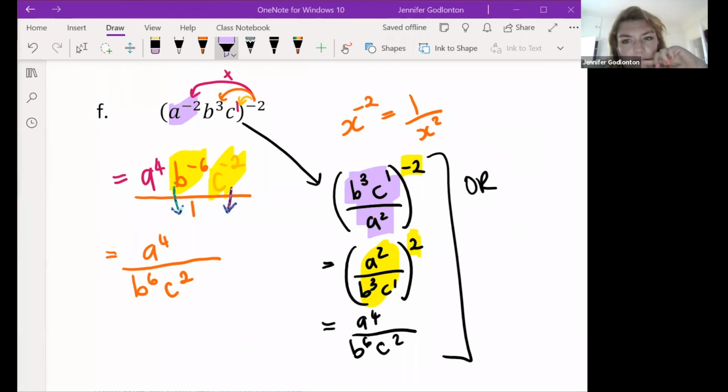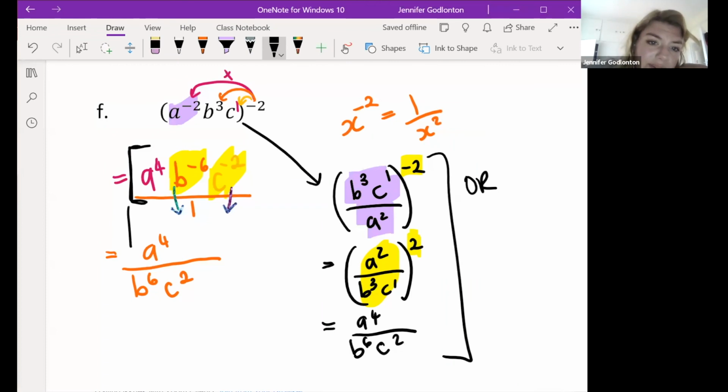Sorry, I'm confused. Can I say a to the power of 4 and then b to the negative 6 and c to the negative 2, if I don't make it a fraction? Yes, that's this first step over here, but you do have to make it a fraction for your final answer. Oh, okay. Thank you. You only add exponents if you're multiplying things. So like a squared times a to the power of 4, then we add those exponents.